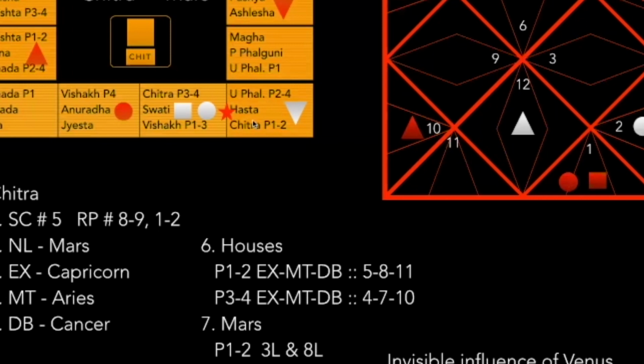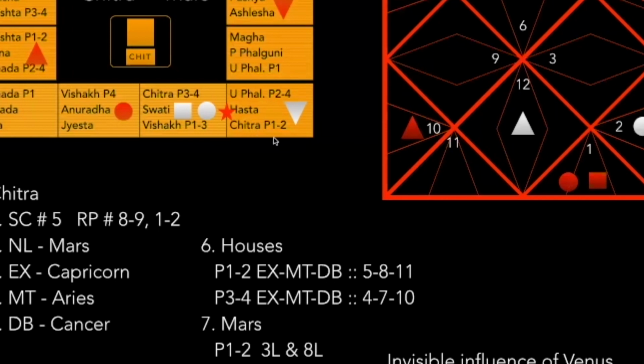And when it is cruising in Chitra, and then it becomes independent in Swati, it's like being in space. Swati is independent, you're completely detached from everything.